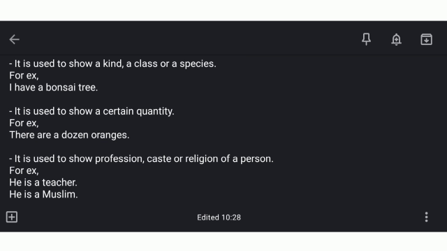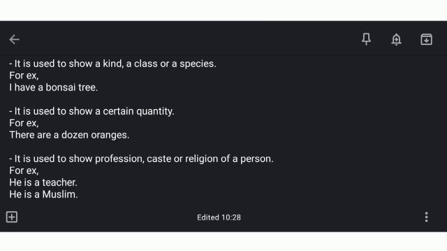So we write, there are a dozen oranges. Quantity, not number, but quantity. Next use: it is used to show the profession, caste or religion of a person. When we mention the caste, profession, religion of a person, we write a before it. Profession means the work of a person.